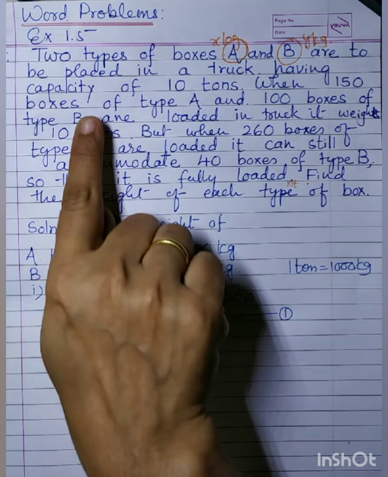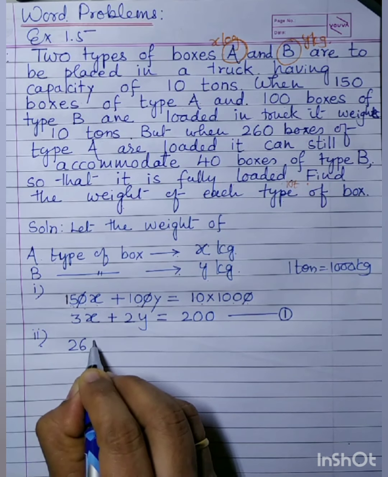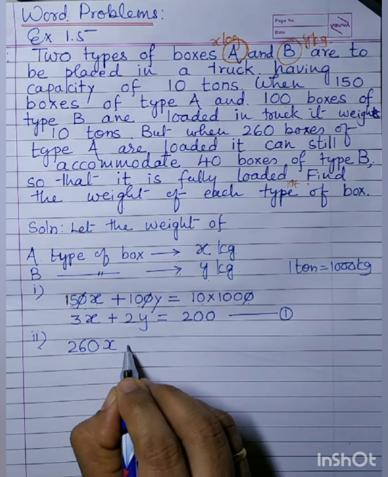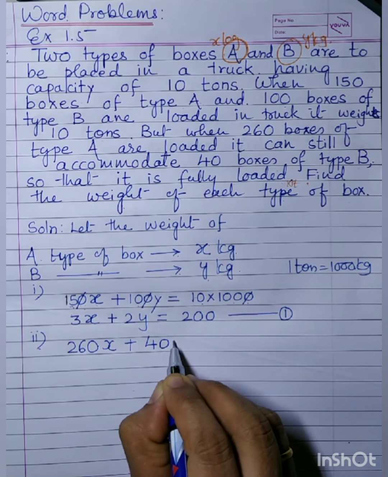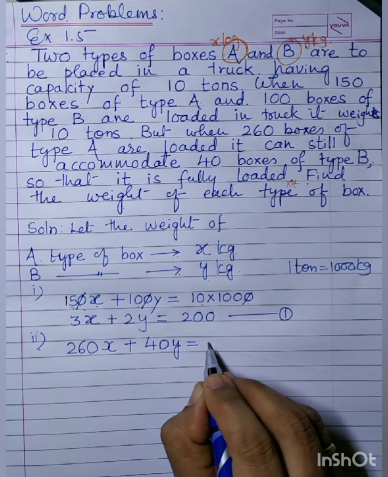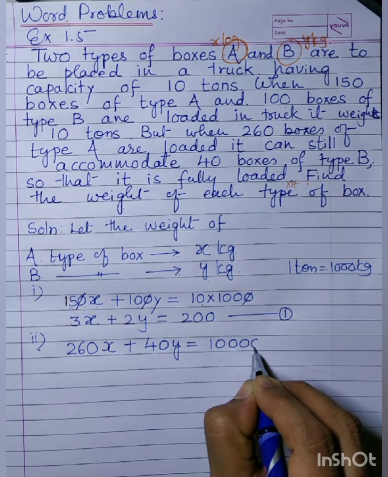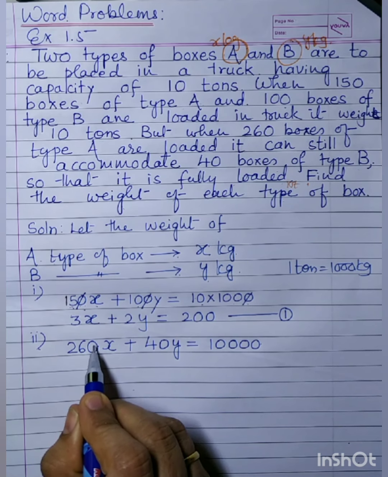That is, the weight of this will be 10 tons. This statement was given very directly, this was a little indirect. That is the only difference. So you can also make the second equation yourself. 260 A type of boxes, what is their weight? 260x plus 40 B type of boxes, what is their weight? 40y. And again the truck is fully loaded, that means the weight is 10,000 kilogram. How 10,000 has come, you know now. Again throughout you can divide it by 10, right?